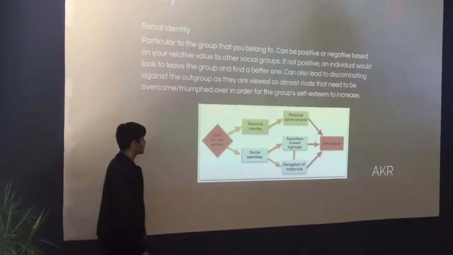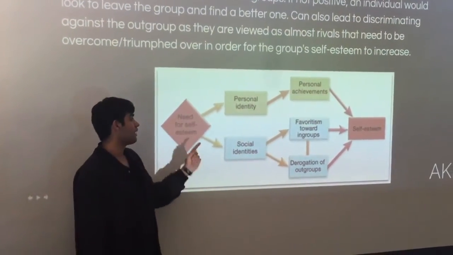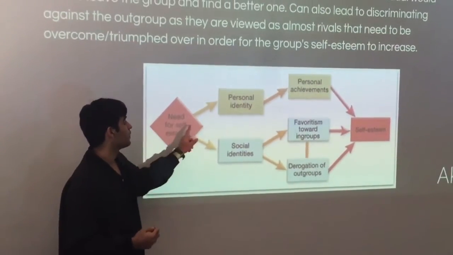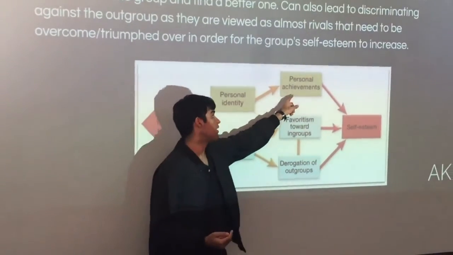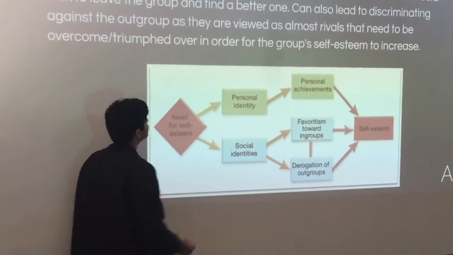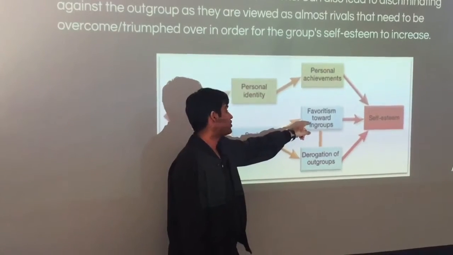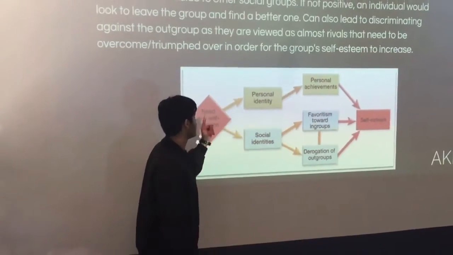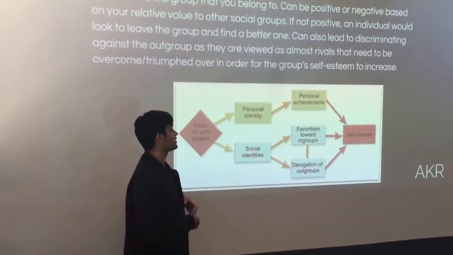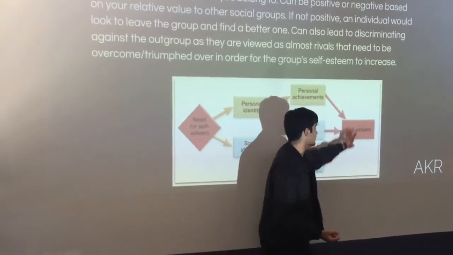If you look at this diagram, for example, you can see we have a need for self-esteem, all individuals do. If we're looking at it at a purely individualistic level, we will go through the top, through personal identity and personal achievements, which will lead to self-esteem. However, when we're considering it under the social identity banner, during the comparison stage we have a favoritism towards the in-group, and during the identity stage we sometimes degrade other groups just to make ourselves seem greater, more powerful and organized. These two both lead to self-esteem, or lack of.